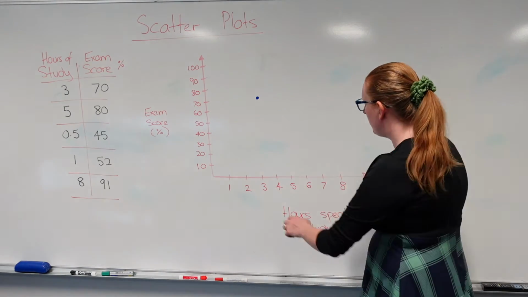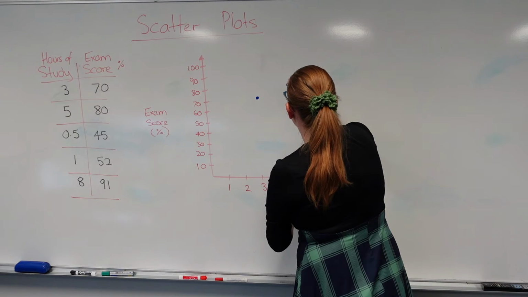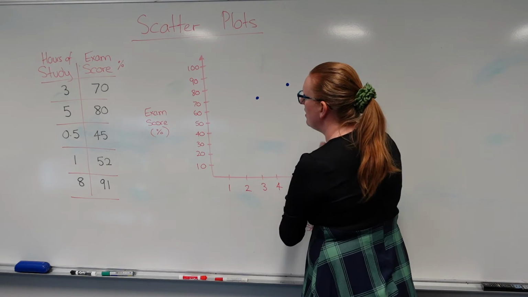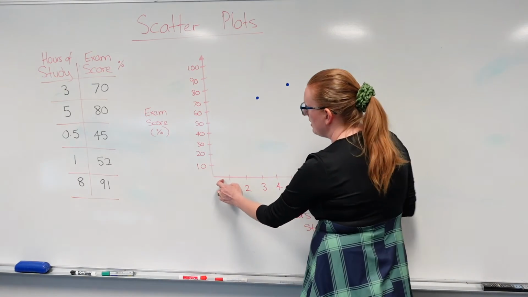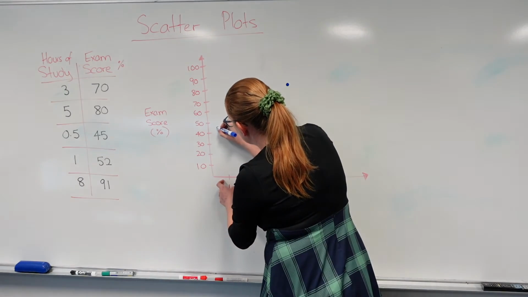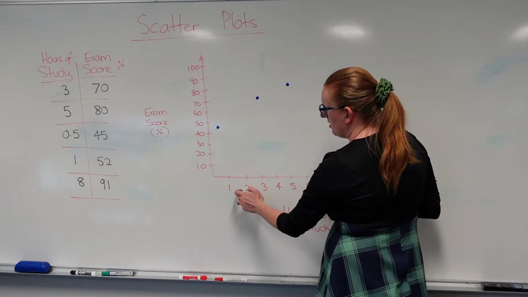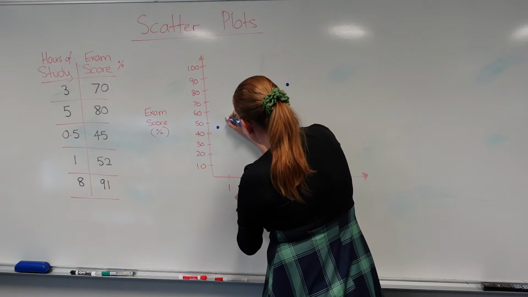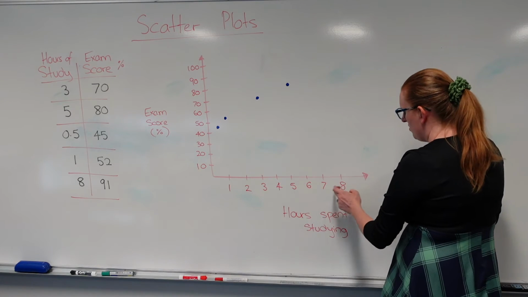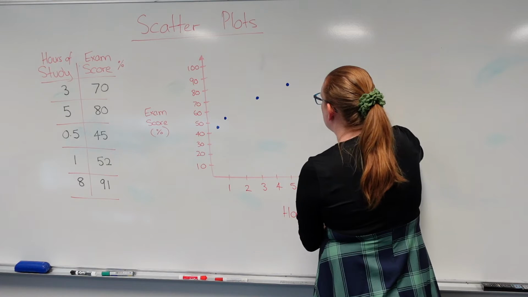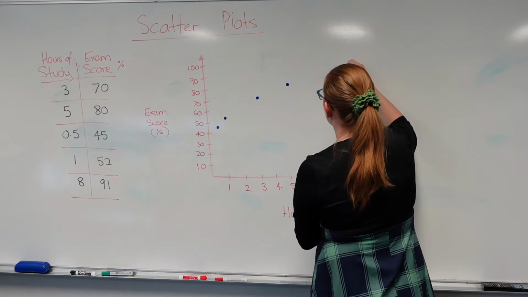Next up, a student spent 5 hours and they scored 80%. So that looks like it'll be about there, so I'm putting a dot there. Next student did half an hour, so that would be about here, and they scored 45%, so that would go there. Then we've got a student who spent 1 hour and got 52%. Then lastly, a student spent a whole 8 hours and got 91%. That looks like it might go about there.